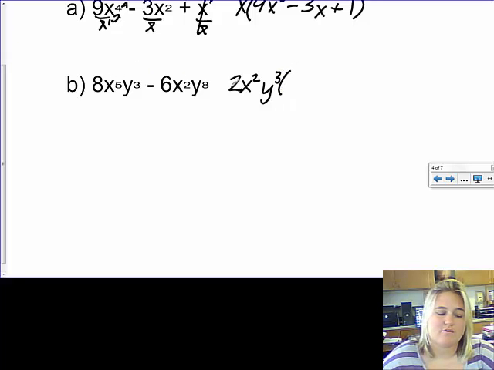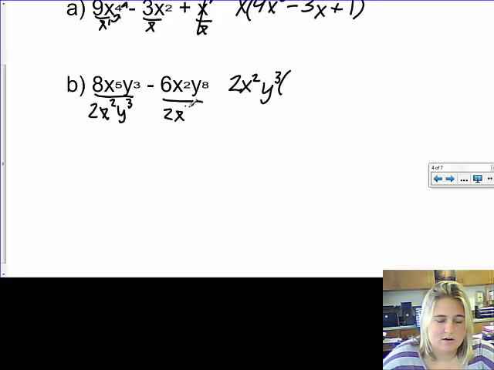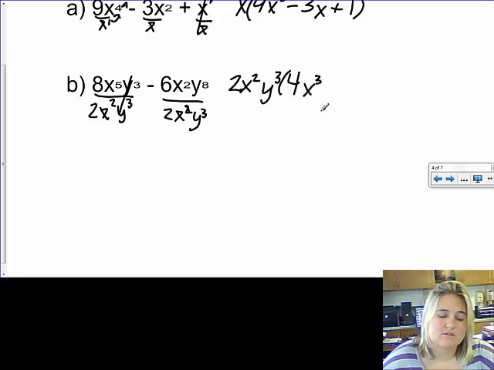Then I have 8 divided by 2, because I'm dividing this whole thing, remember, by my greatest common factor. So I have 2x squared y to the third, and on this one I'm doing the exact same thing, 2x squared y to the third. So 8 divided by 2 is 4. X to the fifth over x to the second gives me x to the third. Y to the third over y to the third, that cancels, which is a 1, but I don't need to show times 1 here, so I'm just going to leave it as being gone. Minus, because my sign isn't changing, 6 divided by 2 is 3.